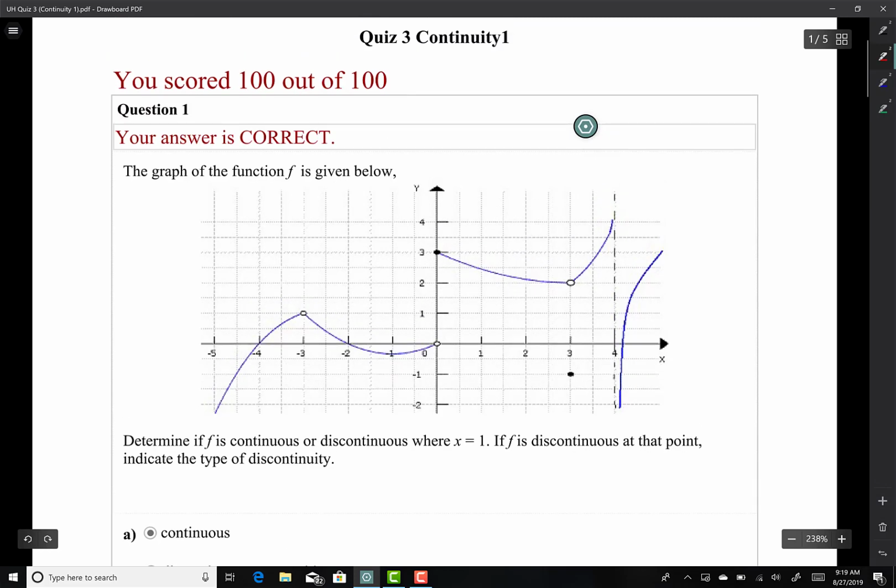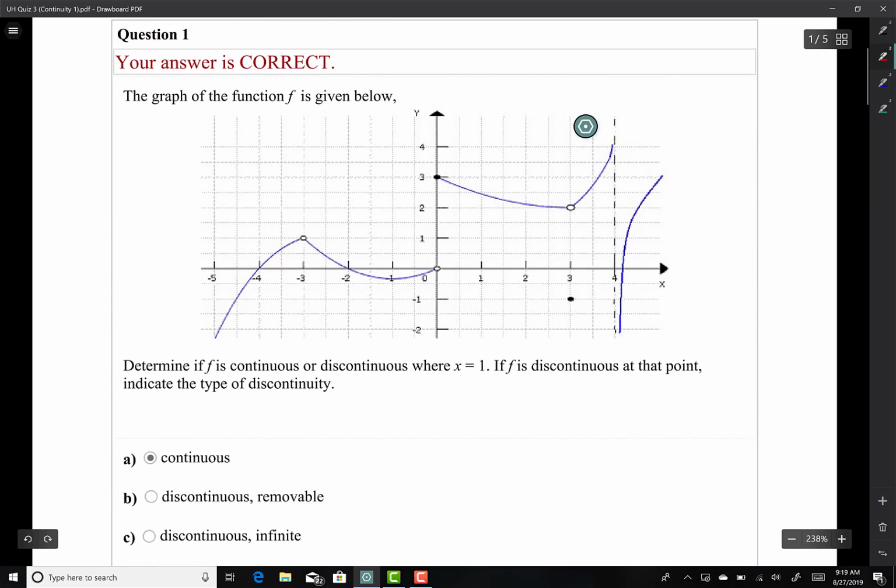Alright guys, quiz 3, continuity 1. Determine if f is continuous or discontinuous where x equals 1. If f is discontinuous at that point, indicate the type of discontinuity. So I go to x equals 1, and I can see that at 1 it's a nice solid line, so it's continuous. If they were to ask me at negative 3, this one right here would have been a removable. They didn't ask that, but I'm just going and stating that.